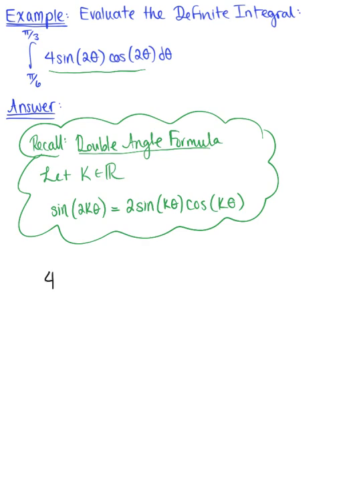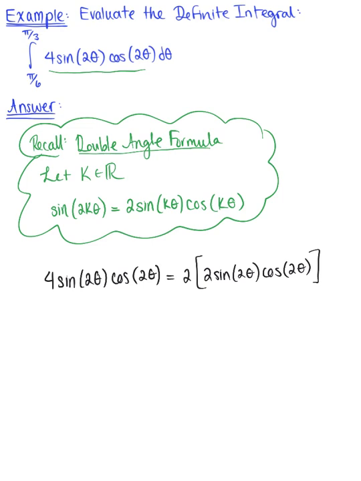So let's think about what we're given here. We have 4 sine of 2 theta multiplied by cosine of 2 theta. So we can rewrite this as 2 times 2 sine of 2 theta cosine of 2 theta. If we look back up at our general formula, we realize that this k for our integrand is 2. So that means we're going to have 2 times theta for the equivalent trig identity. So this will be equal to 2 multiplied by sine of 4 theta. And now we realize, hey, that's a general antiderivative.